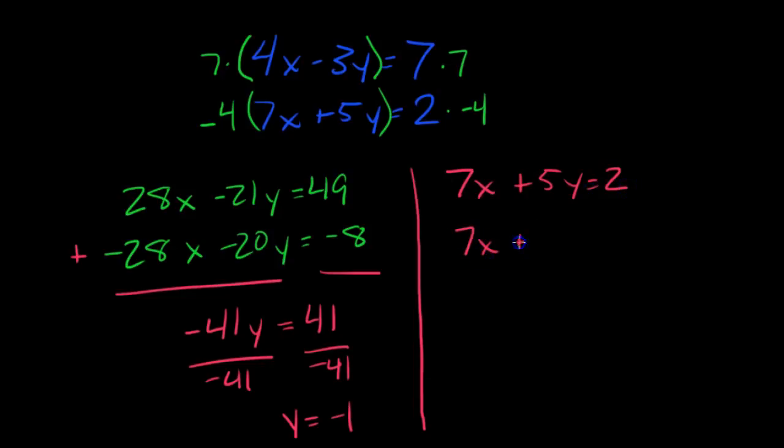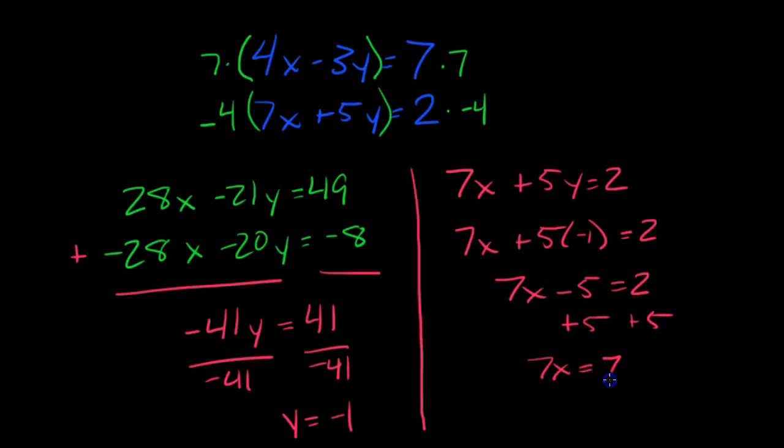So 7x plus 5 times negative 1 is equal to 2. 7x minus 5 is equal to 2. And then we add 5. We get 7x is equal to 7. Divide by 7, and we get x is equal to 1, which was the same solution we got when we did it to get rid of y.